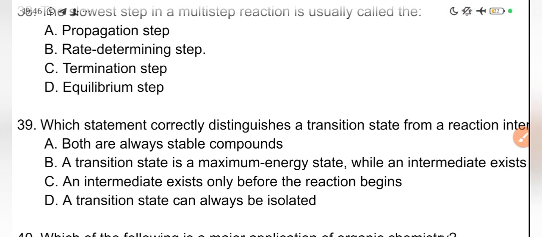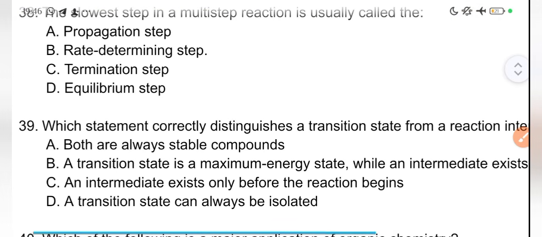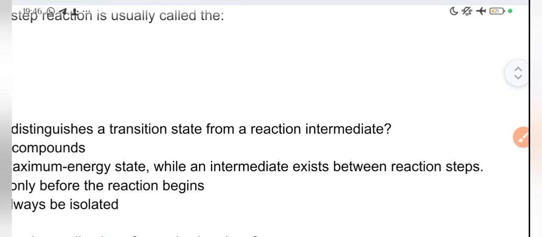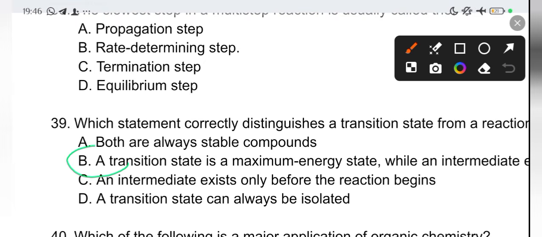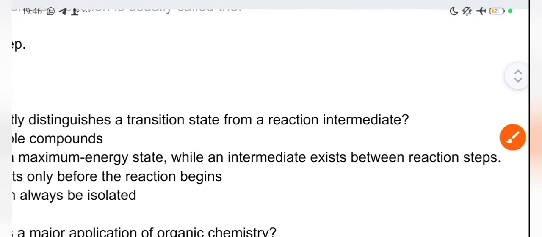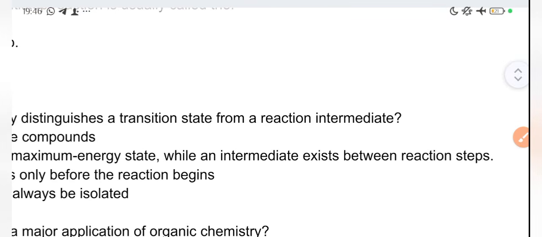39. Which of the following distinguishes a transition state from a reaction intermediate? A transition state is a maximum energy state. We already established that, so you already know option B is correct. A transition state is a maximum energy state. Why? Intermediate, not immediate. The intermediate exists between reaction steps.